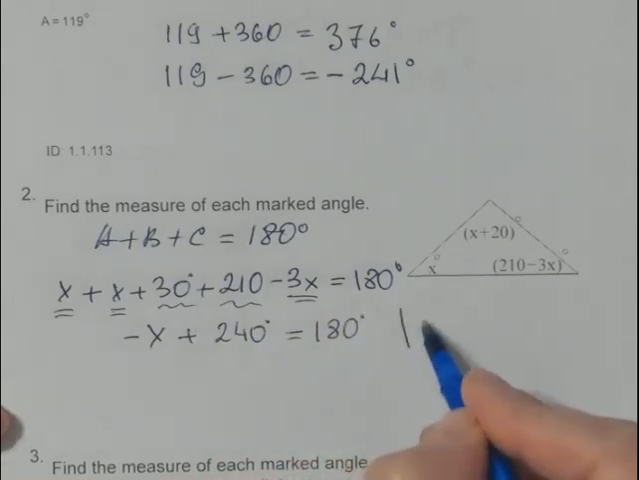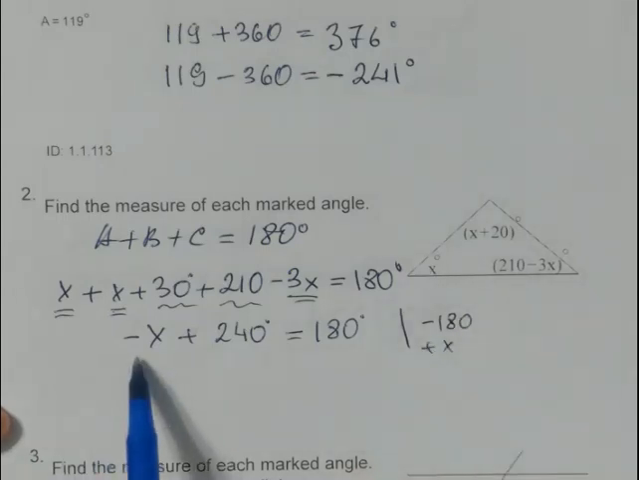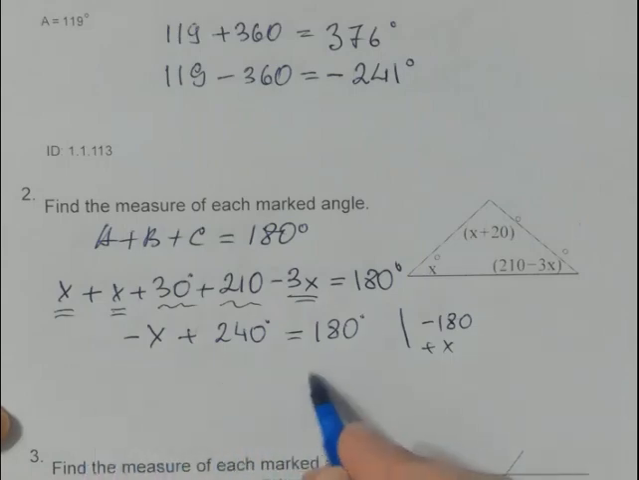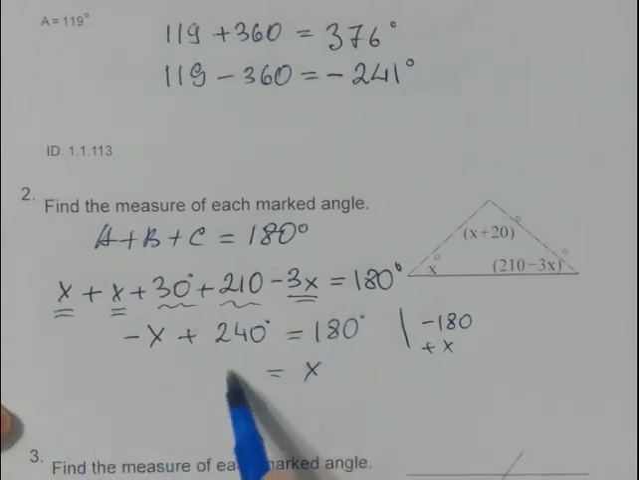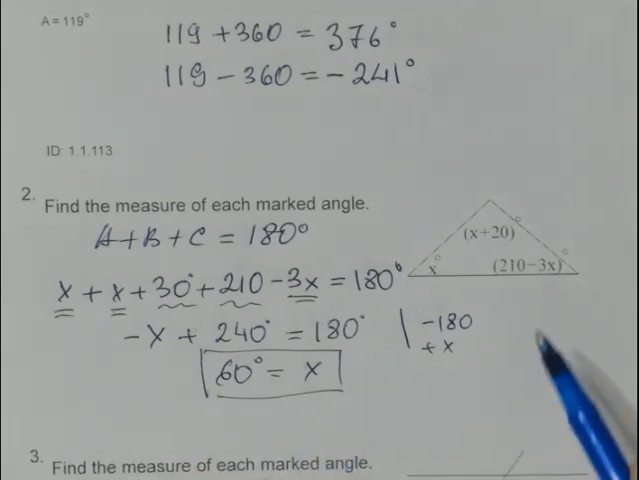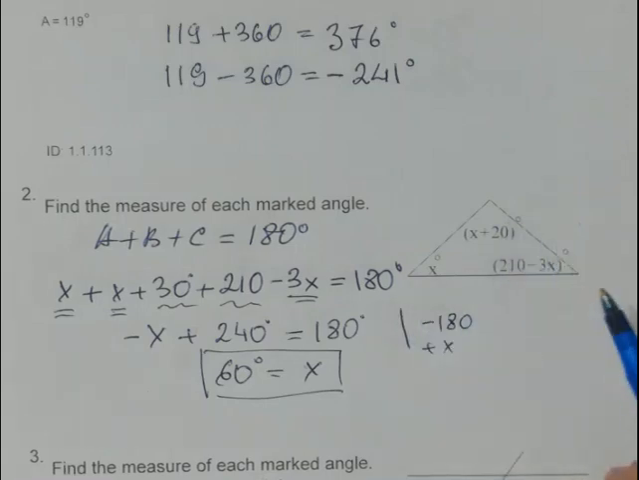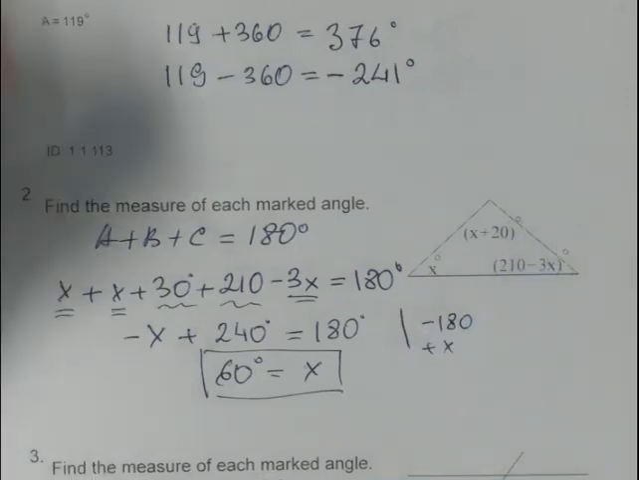So we have minus x plus 240 equals 180. Let us subtract 180 and add x to this equation. When we add x, it will appear on the right. When we subtract 180, we will get 60 degrees. So x equals 60 degrees. And the homework: if the question is to give the measures of all angles, on the exam you will be asked to find x only.